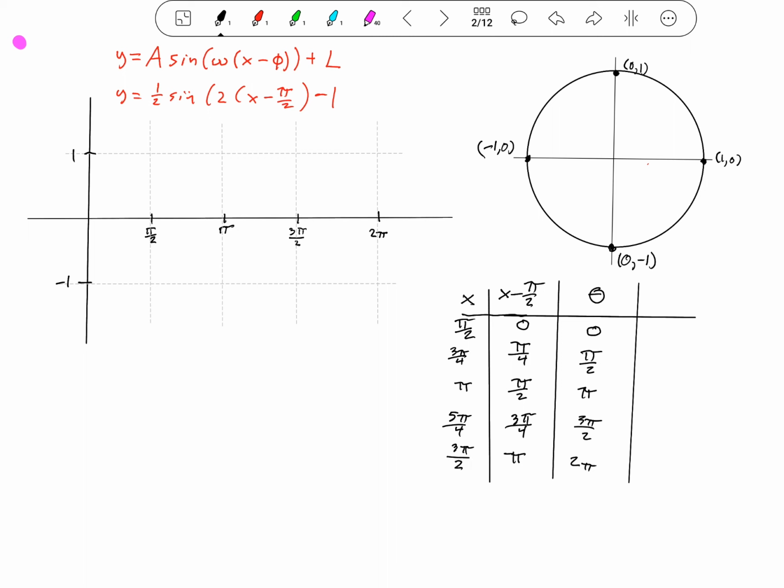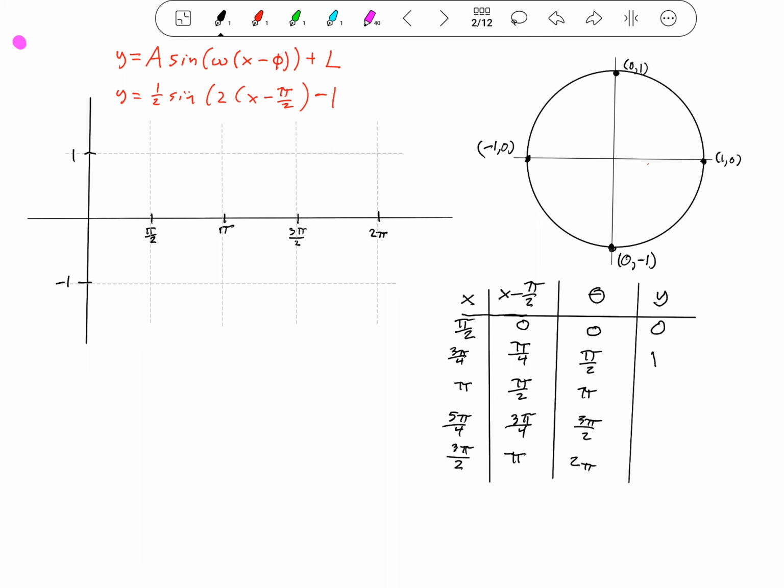So when x is pi over 2, my x minus pi over 2 is 0. My angle is 0, and so my y value is 0. When x is 3 pi over 4, my angle theta is pi over 2, so my y value is going to be 1.